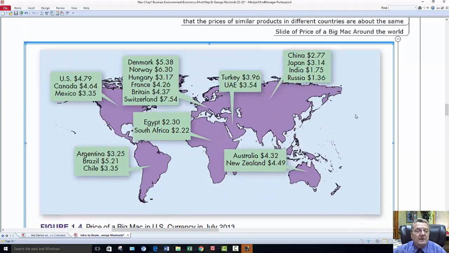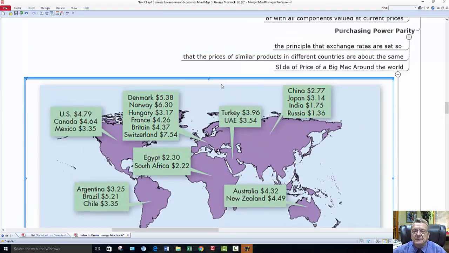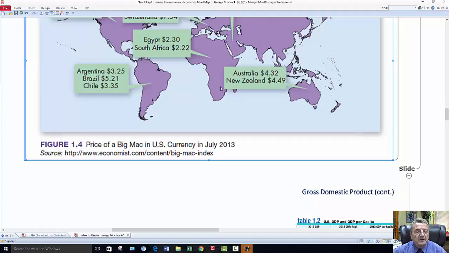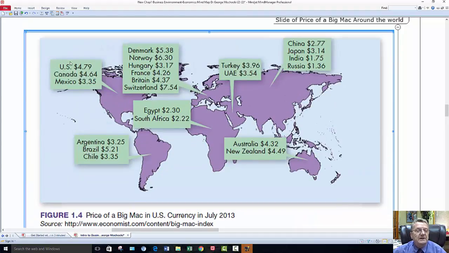So if you're looking for a dollar, where are we at? We're in the U.S., so with the slide, the difference is the price of a Big Mac in U.S. currency. It's $4.79 in the U.S. In Canada it's a little less. Mexico is only $3.35. Hey, cheaper, it's equivalent.